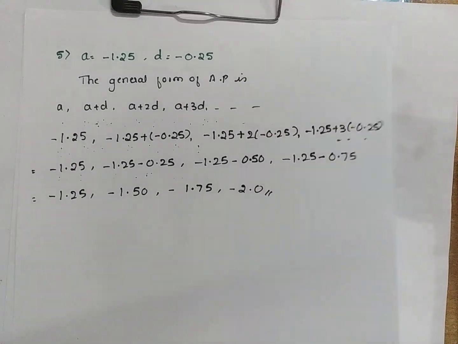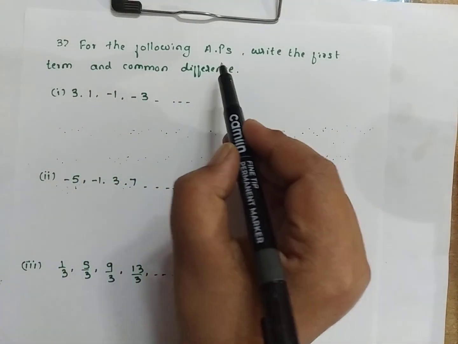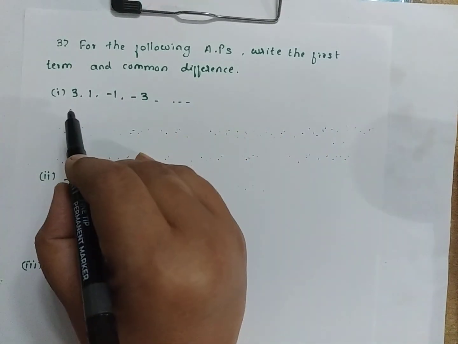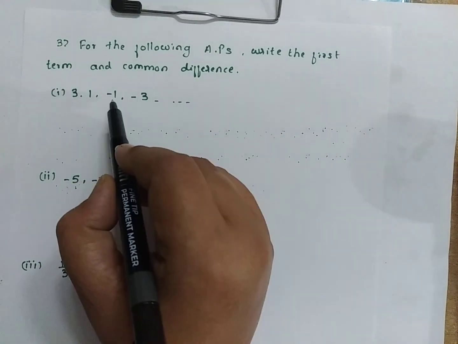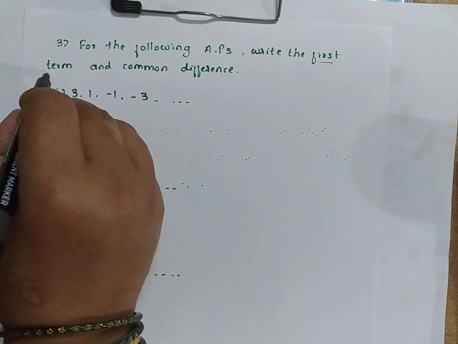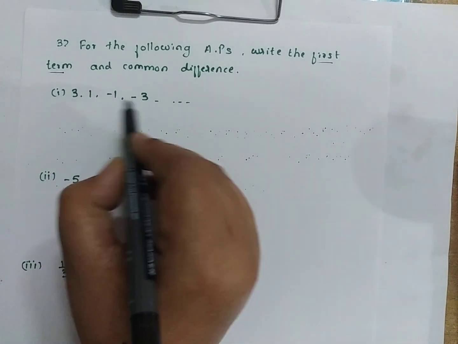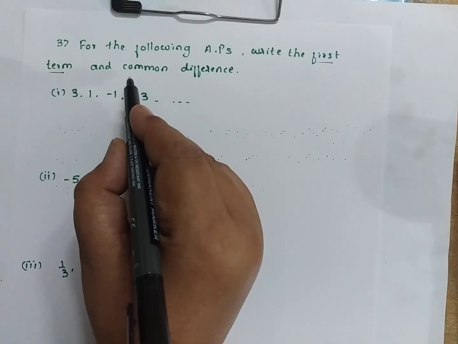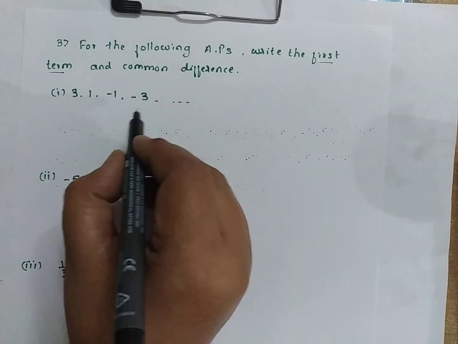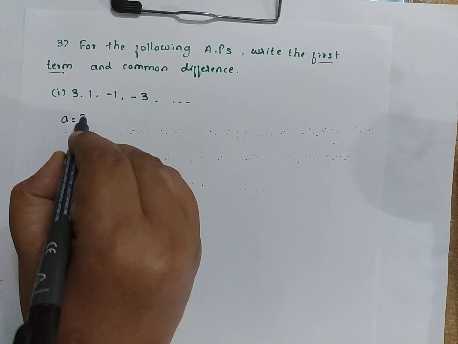So this completes the second question, and coming to the third question. The third question is: for the following APs, write the first term and common difference. The expression given is 3, 1, minus 1, minus 3. You have to write the first term, that is a, and the common difference. Suppose these are a1, a2, a3, a4, the terms. How will you find the common difference? a2 minus a1.